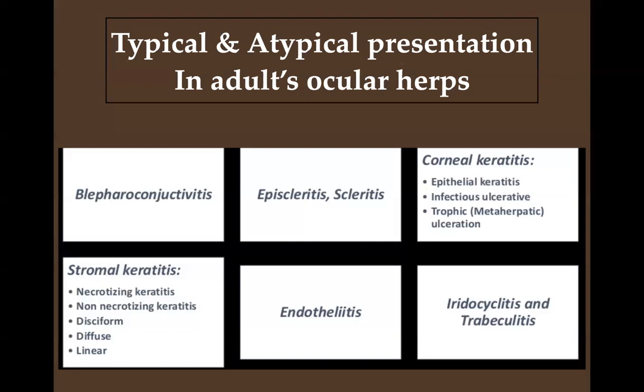Stromal keratitis, like necrotizing, non-necrotizing keratitis, disciform, diffuse, or linear keratitis. The less common presentation is endotheliitis, especially combined with uveitis. Herpetic uveitis and keratitis are the same, with iridocyclitis and trabeculitis, which is the miserable and most dangerous form of viral uveitis and keratitis at the same time.